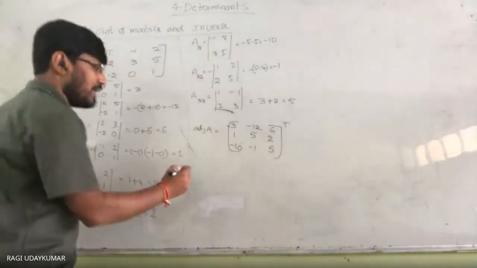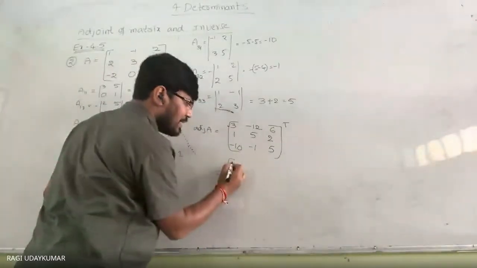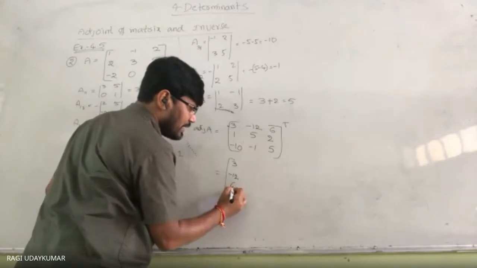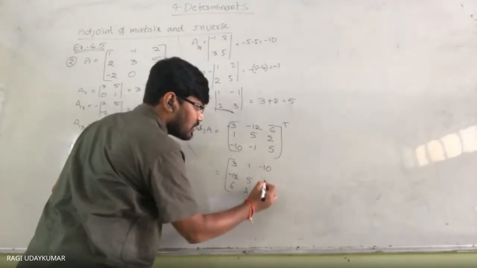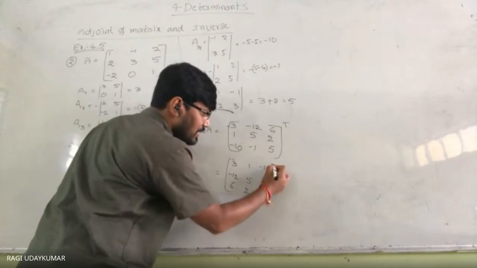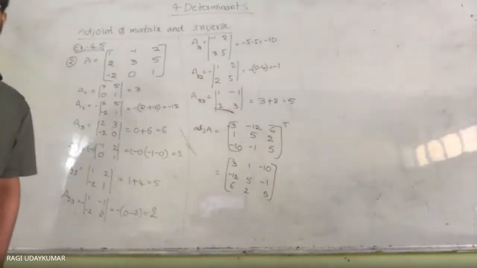Now what do you have to write here? This is equal to the transpose. So this is 3, minus 12, 6 as the first column, 1, 5, 2 as the second column, minus 10, minus 1, 5 as the third. This is the matrix of the adjoint. Whether it is right or wrong, how do you check?